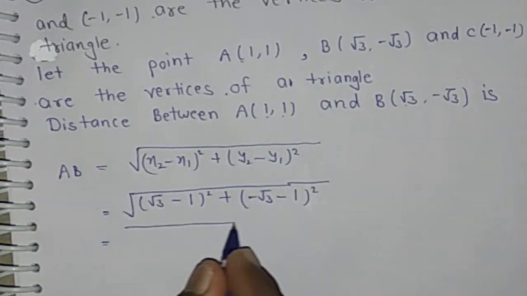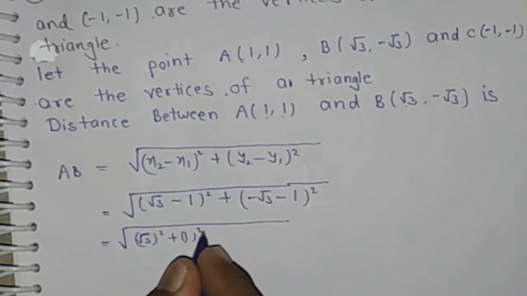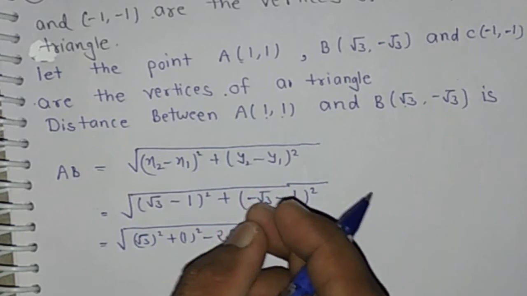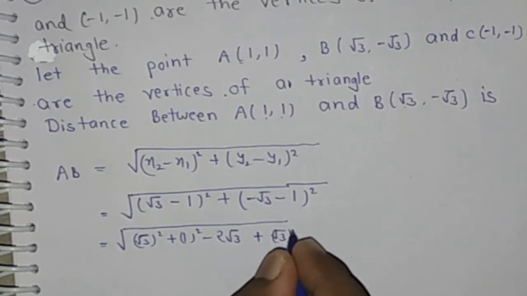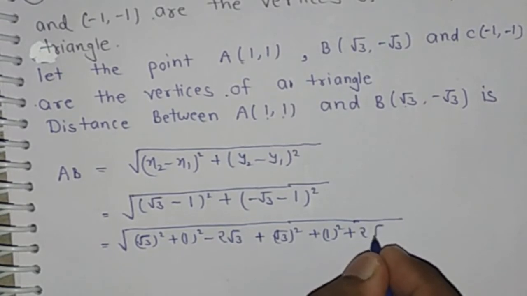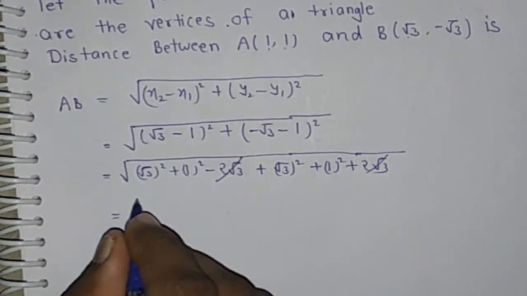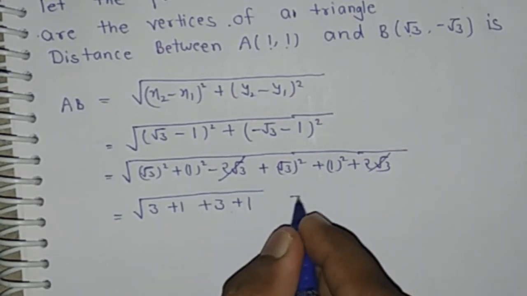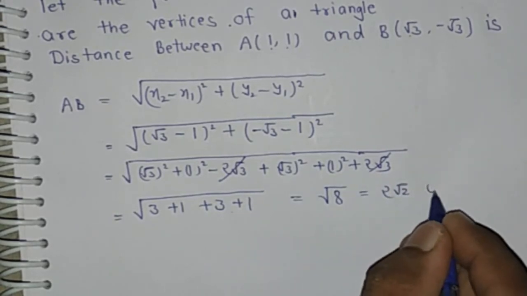Now square this term. We get a square plus b square minus 2ab, and the whole square of minus a minus b is the whole square of a plus b, then it is a square plus b square plus 2ab. Now the 2 root 3 terms cancel out, we have 3 plus 1, and it is 8, which means 2 root 2 units.